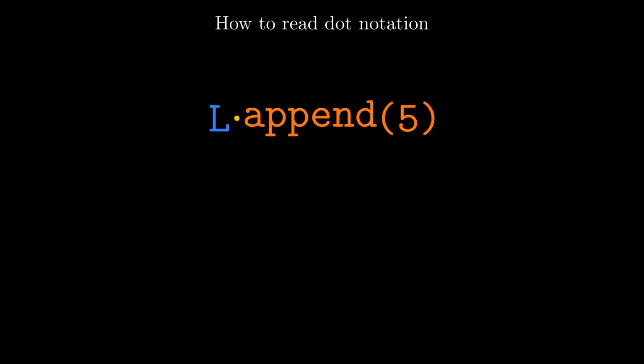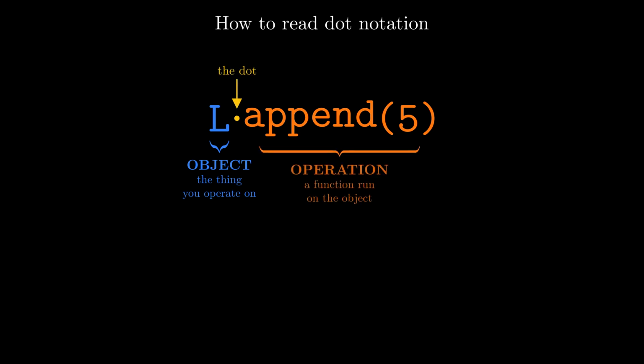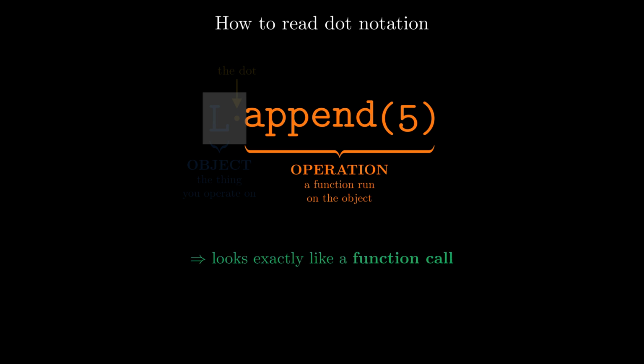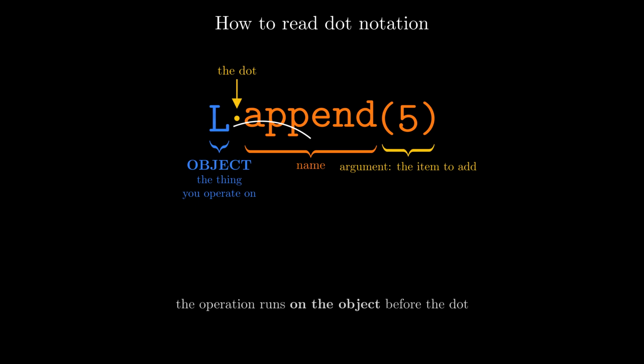Take l.append. To the left of the dot is the object, the thing you want to operate on. Here, that's a list named L, but it could just as easily be employees or words or any list. Then comes the dot. And to the right of the dot is the operation you want to perform. Now cover up the L and the dot. What's left looks exactly like a function call. A name, append, followed by parentheses and arguments. So the operation is really just a function that runs on the object before the dot, and its arguments are what you handed it, here the item to add to the end of the list.